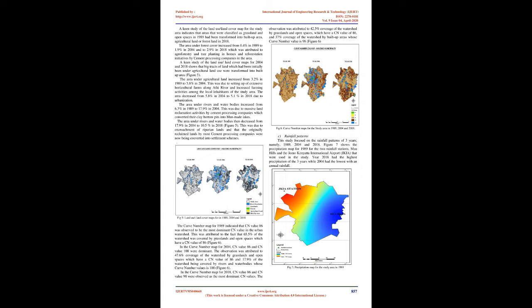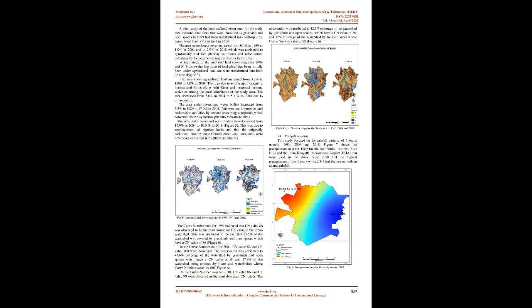A keen study of the land use / land cover maps for 2004 and 2018 shows that big tracts of land which had initially been under agricultural land use were transformed into built-up area, Figure 5. The area under agricultural land increased from 3.2% in 1989 to 5.8% in 2004. This was due to setting up of extensive horticultural farms along Athi River and increased farming activities among the local inhabitants of the study area. The area decreased from 5.8% in 2004 to 5.1% in 2018 due to urbanization.